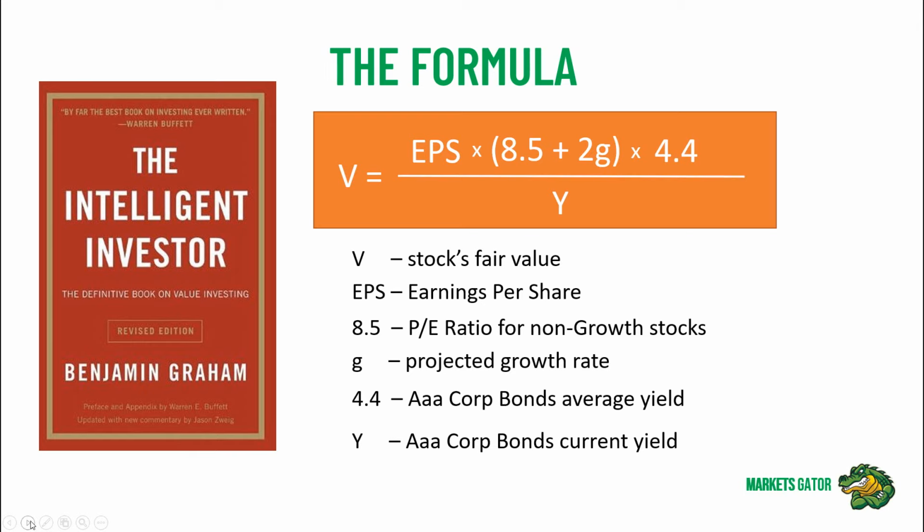G is the projected growth rate in percent. According to Graham, we should look for long-term growth estimates from 5 to 7 years or longer. 4.4 is another constant, which is the average yield of high-quality corporate bonds. And finally, Y is the current yield of corporate bonds.